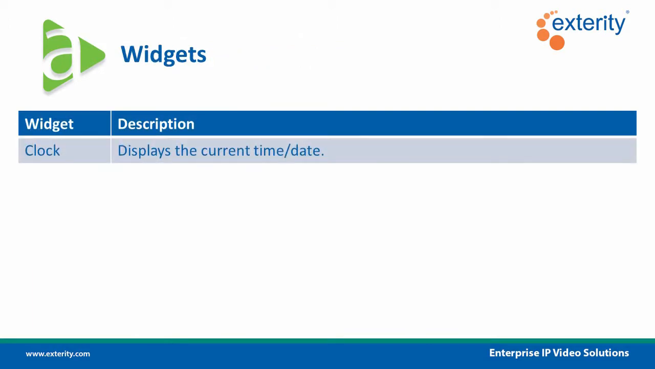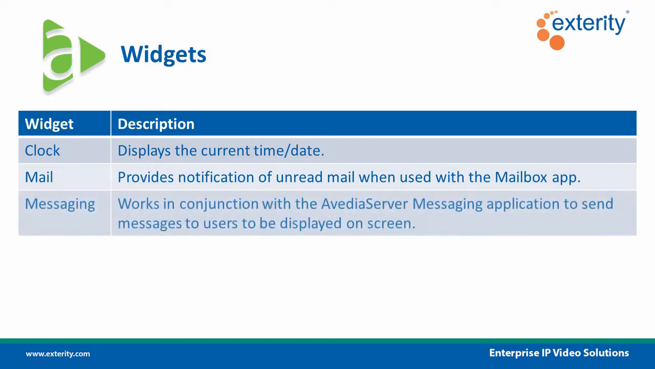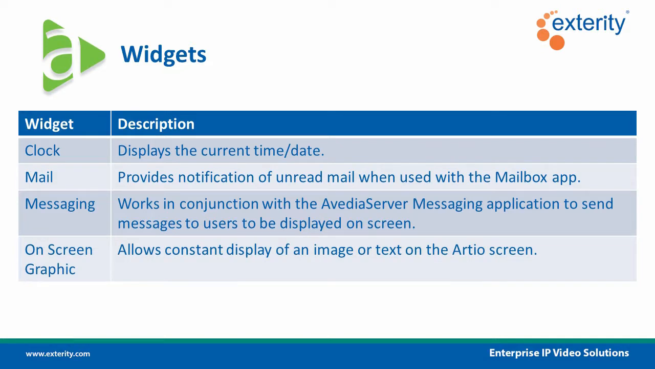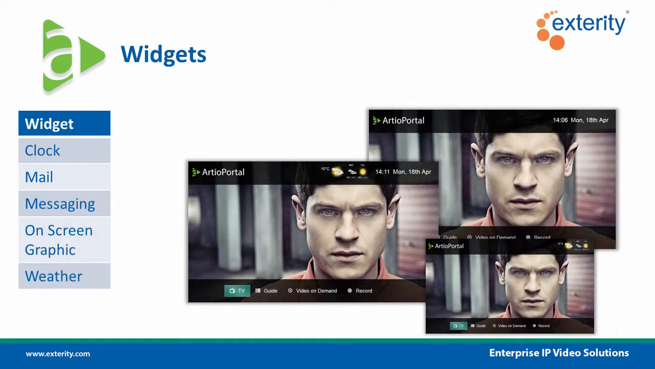The Clock widget displays the current time and date. Mail provides notification of unread mail when used with the Mailbox app. Messaging works in conjunction with the Media Server messaging application to send messages to users to be displayed on screen. On-screen graphic allows constant display of an image or text on the Artio screen. Weather shows current weather information from the Open Weather Map website. The examples include different configurations of some of the possible widget options.